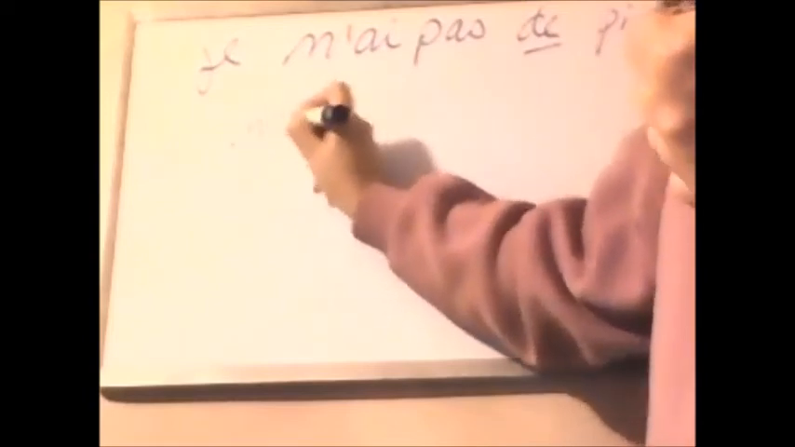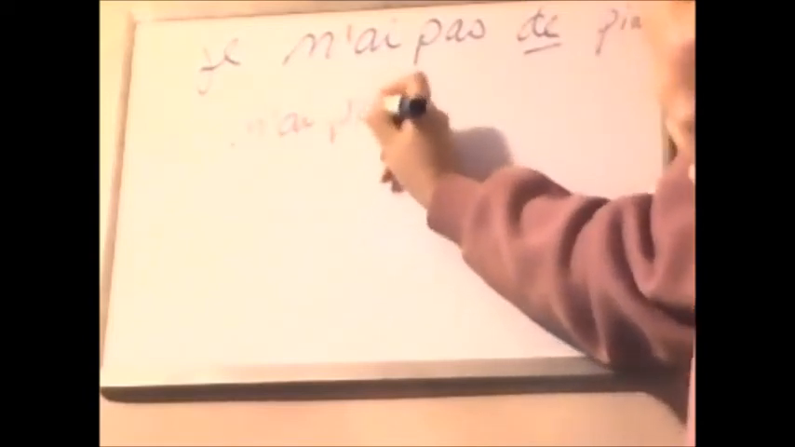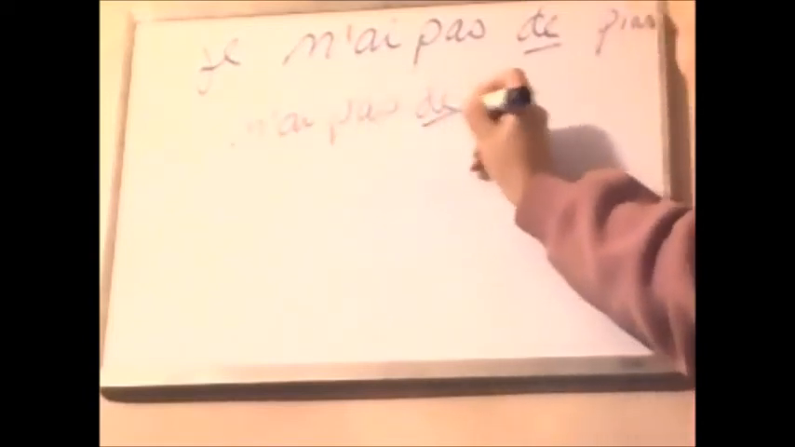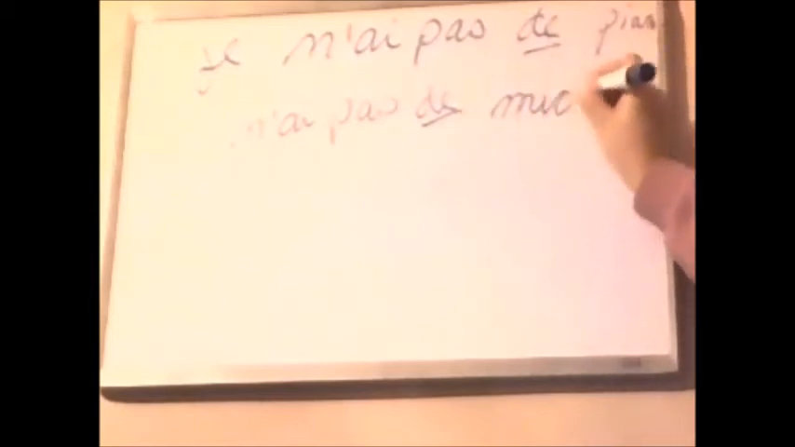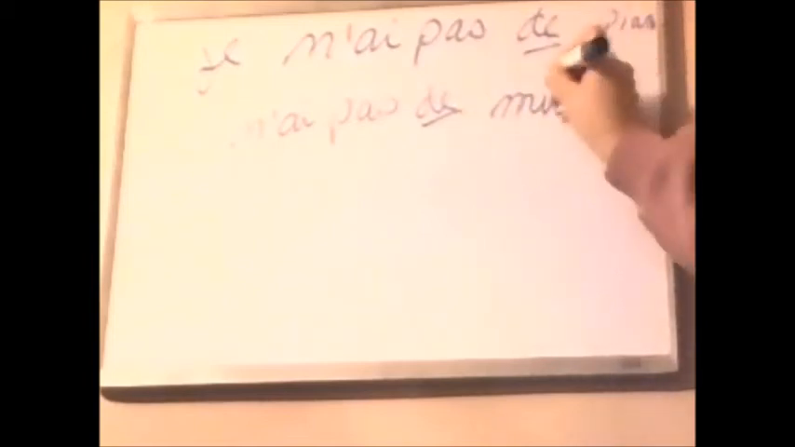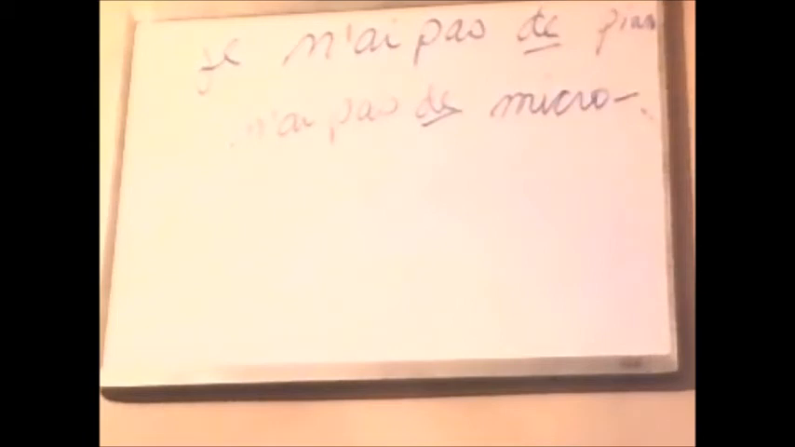Numéro 2. Une machine à écrire, that's a typewriter. Un micro-ordinateur, and that's a computer. So he says, j'ai une machine à écrire, mais je n'ai pas de micro-ordinateur. And I'm just going to abbreviate, not enough room.